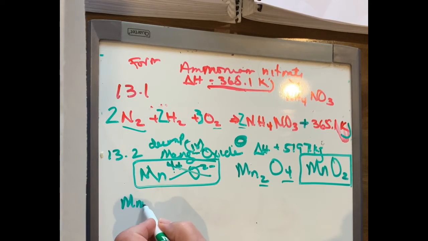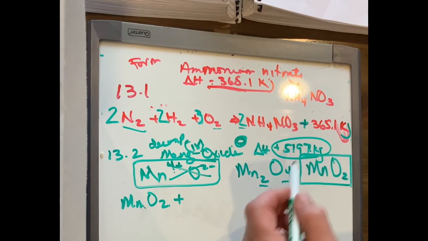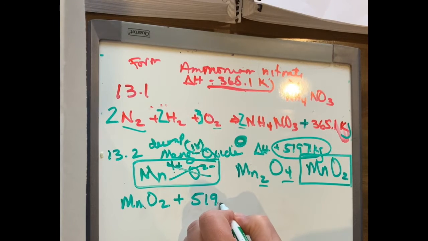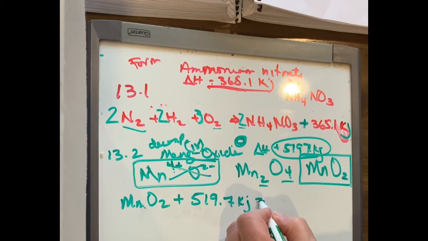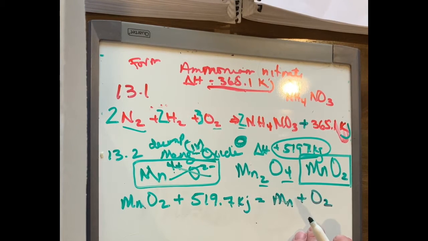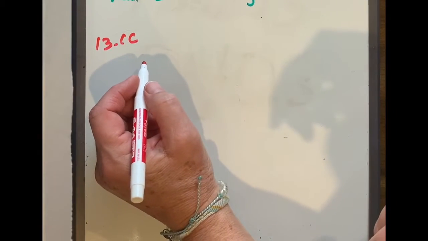So we have MnO2, and in this case, we know that this is a positive amount of energy, so that it's drawing that energy in. So we can say 519.7 kilojoules. And as it breaks down, it's Mn plus O2. Now, are we balanced? Yeah, because Mn and O2 are the same on both sides, and we don't have to worry about our energy.